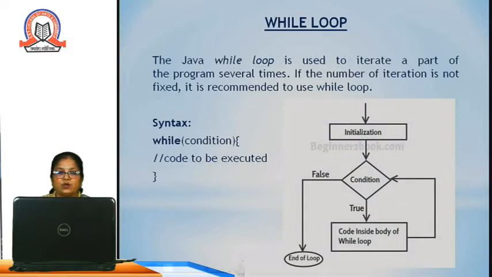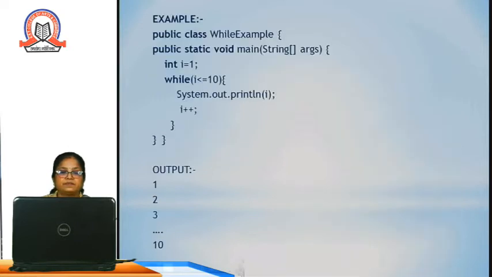So first we'll see the while loop. The Java while loop is used to iterate a part of the program several times. If the number of iterations is not fixed, it is recommended to use the while loop. Here is the syntax: while condition and code to be executed, and here is the flow chart. Now we'll take the example, public class WhileExample. This is the main method, int i equal to 1, and we are checking the condition while i is less than or equal to 10, then it will print the variable i and i++. So in this example we are printing the natural numbers 1 to 10 using the while loop.